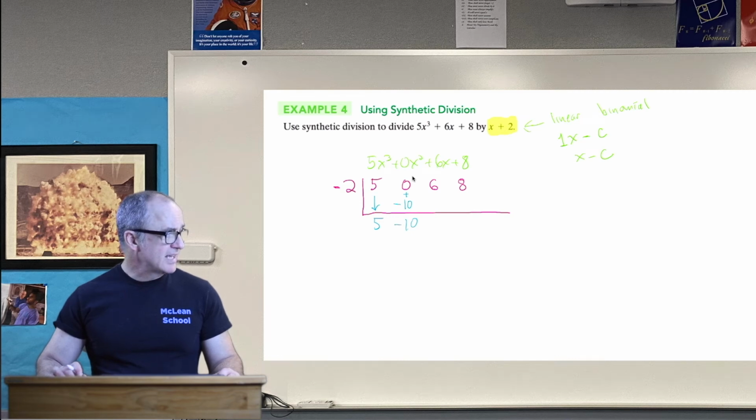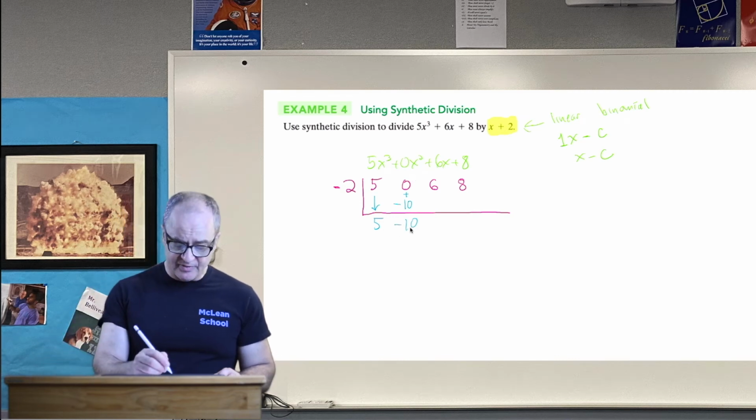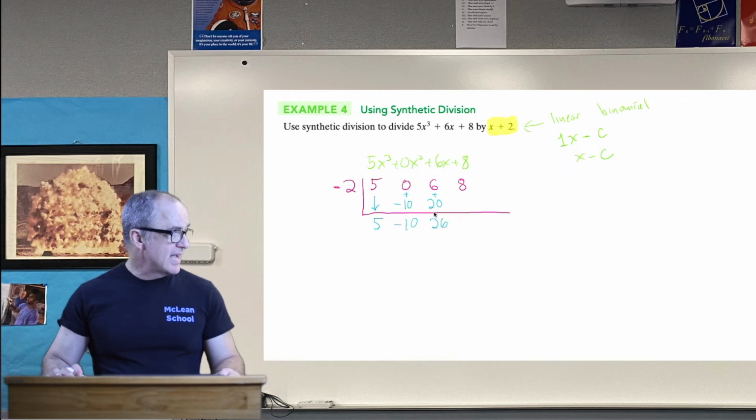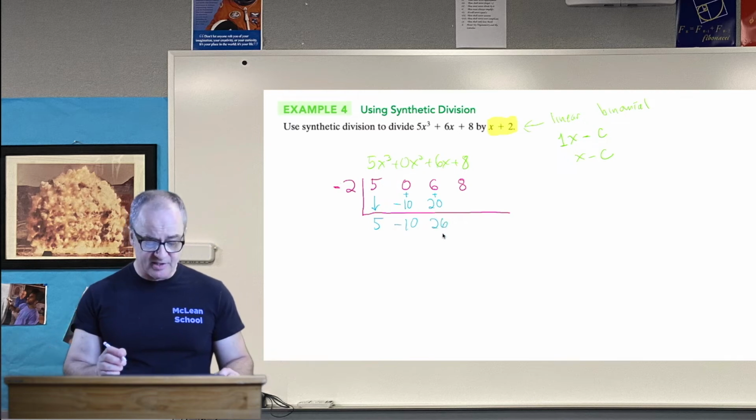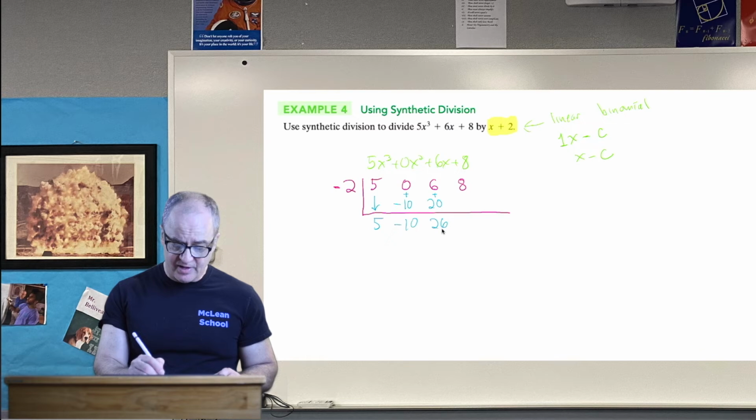Now I multiply negative 2 times this negative 10, giving me positive 20. Again, I add the numbers in this column, giving me positive 26. Now negative 2 times positive 26 gives me negative 52. 8 plus negative 52 leaves me with 44.